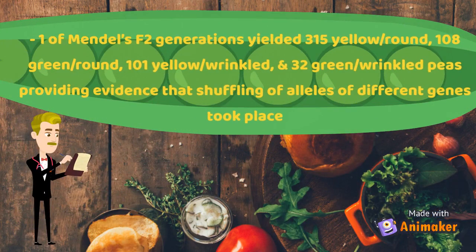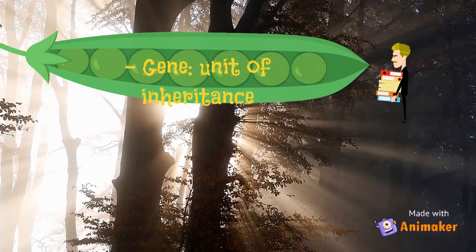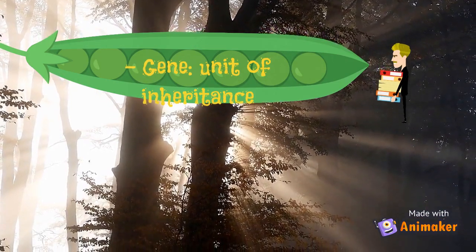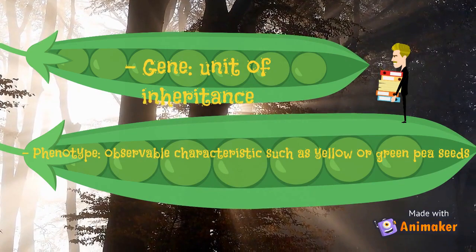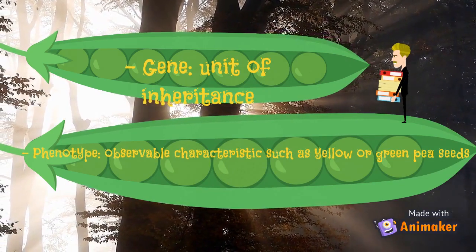One of Mendel's F2 generations yielded 315 yellow round, 108 green round, 101 yellow wrinkled, and 32 green wrinkled peas, providing evidence that shuffling of alleles of different genes took place. A gene is a unit of inheritance. A phenotype is an observable characteristic, such as yellow or green pea seeds.